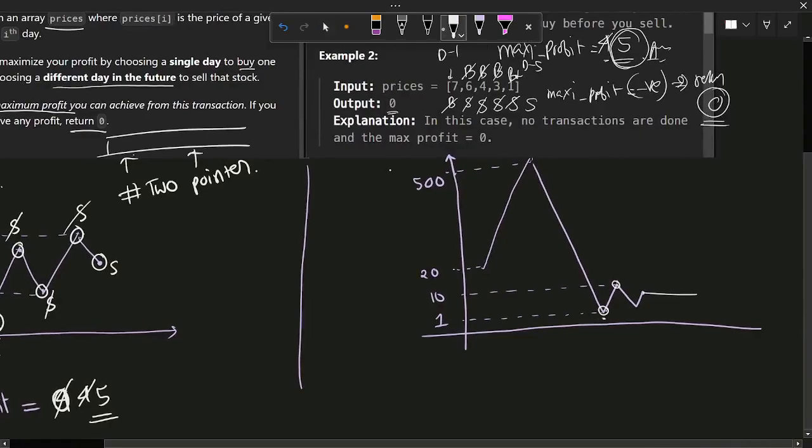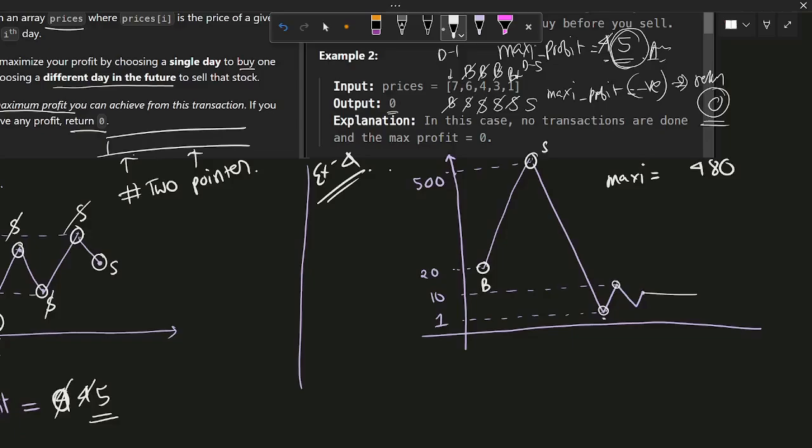Let's look at the last example. Example 4. Now here, first again, we'll do the same thing. We'll buy the stock at 20 and sell at 500. So our maxi profit is 480, right? 480. Now as profit is maximum, we hopefully expect the price of the stock will go up, but it actually goes down. Now the profit is negative.